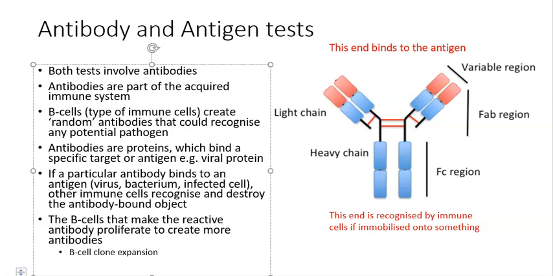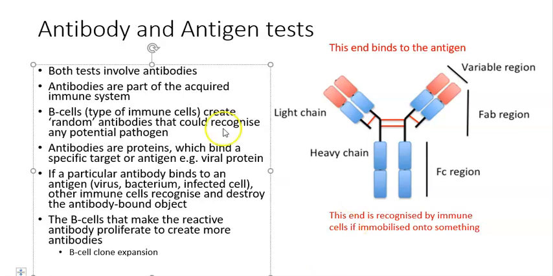Okay, so in the final part of this session, we're going to look at the role of antibodies and antigens in testing for SARS-CoV-2. Before we get on to how these tests work, we need to look at what antibodies are. Antibodies are proteins that are secreted by cells of the immune system to recognize anything that is foreign or not host.